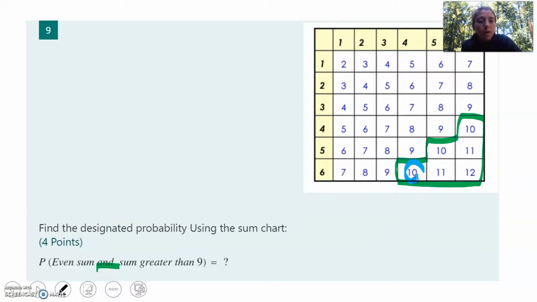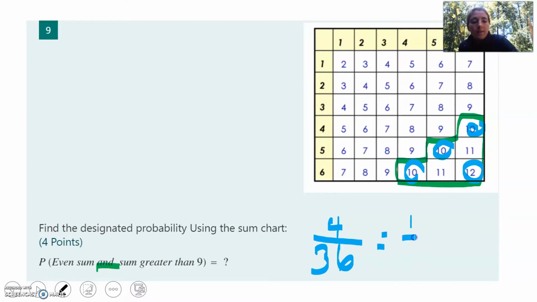So that's 1, 2, 3, 4. So there are 4 sums that are even and greater than 9. That is out of 36. So that is 1 over 9.